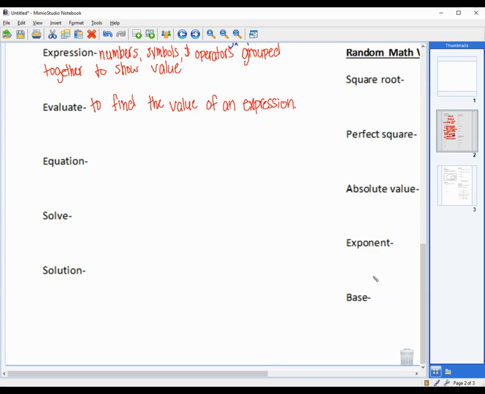If we want to know what an equation is, we're going to be solving lots of them this year. An equation is a mathematical sentence that contains an equal sign.